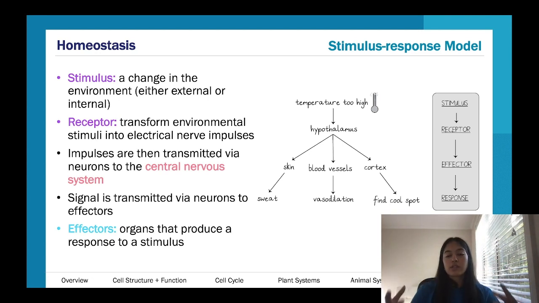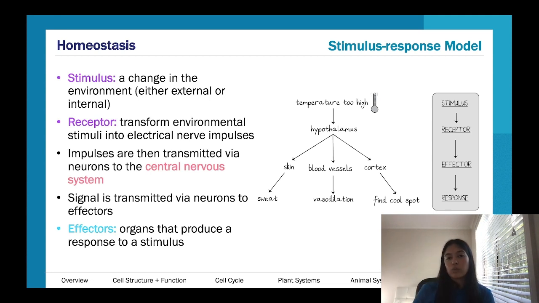It has to initiate a response, and that response is to cool the body down, right? So we're going to act on the skin, the blood vessels, the cortex as well. So in terms of the brain, we're moving the body to a shady spot, so the sun isn't shining down on us and we're a little bit cooler. At the same time, our blood vessels will dilate, so we'll get our red face as we try to lose some of that heat.